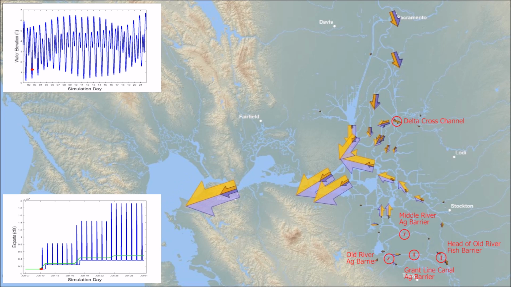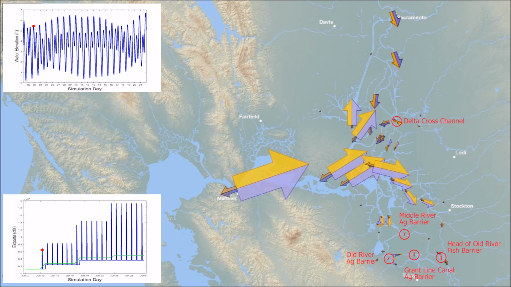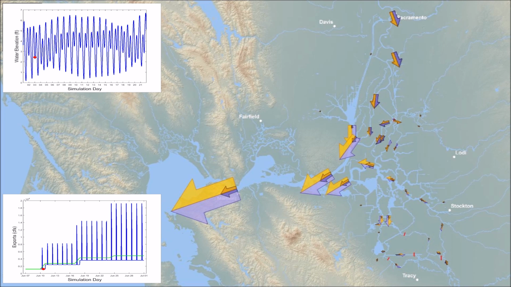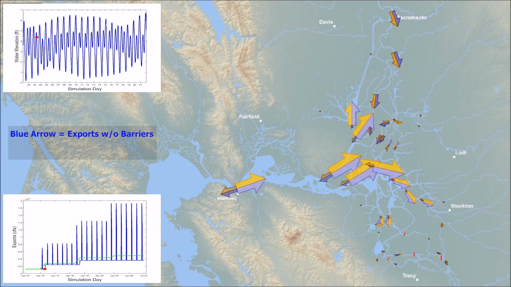The Delta Cross Channel provides an improved route for Sacramento River water to enter the Central Delta and make it to the pumps. So now we'll look at the effects that these in-channel flow barriers have on water movements. The blue arrow sides now show the exports without barriers, while the gold sides include barriers.